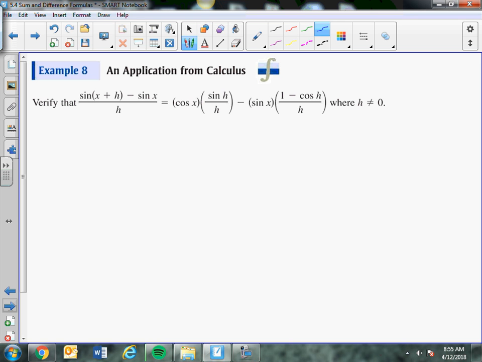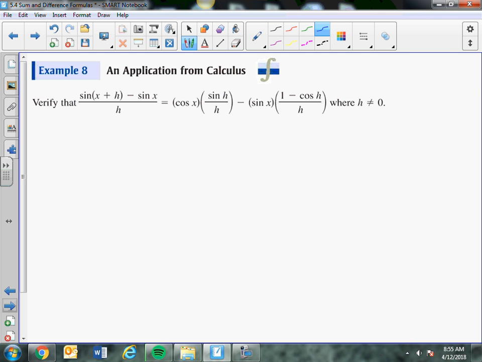Okay, example 8, which I believe is our last example here, is an application from calculus. So this is something that you're going to see again and again. You're going to use this for derivatives. It's basically the algebraic version. And we'll get to this with limits as we finish the course later on this year.